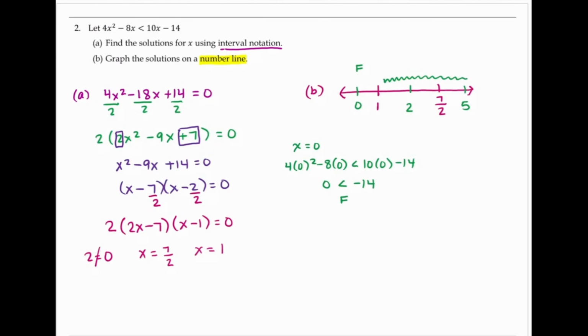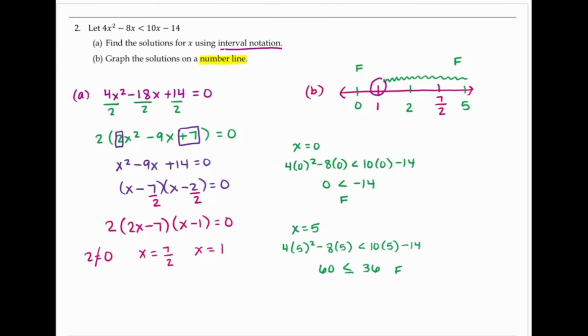Okay, so here I am going to do the same thing. I am going to check out 5. When I check out x equals 5, I get a false statement as well, which means that my answer cannot be here, which by default, my answer falls between 1 and 7/2.